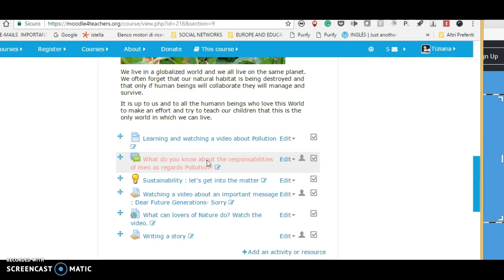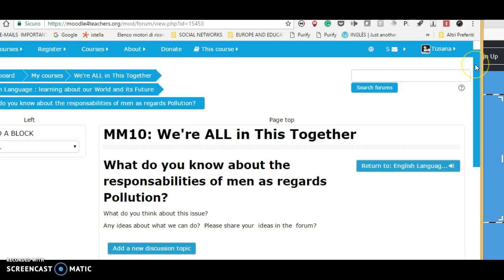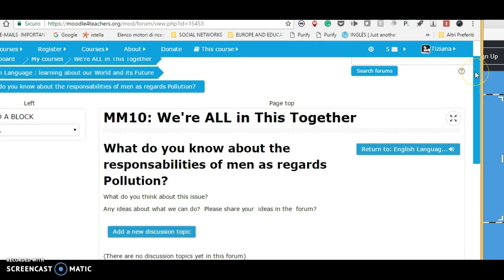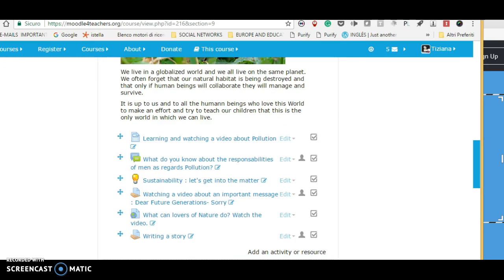Then I decided to create the forum. What do you know about the responsibilities of man and pollution? And I would expect them to provide some short replies. What do you think about the issues? An idea they will have to post in the discussion area. And I would ask them to think about the issue of sustainability.